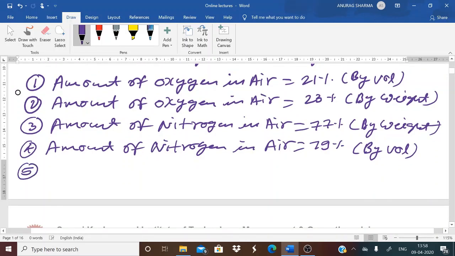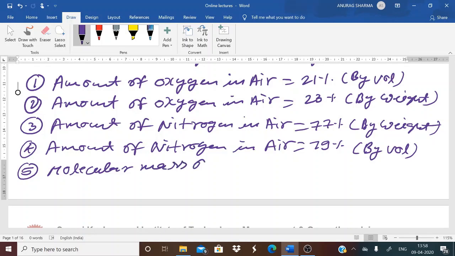Number fifth, which is also important, molecular mass of air is equal to 28.94 gram per mole. This is the average value of weight, because air is a mixture of different gases, and every gas has a different molecular mass, so this is the average value.